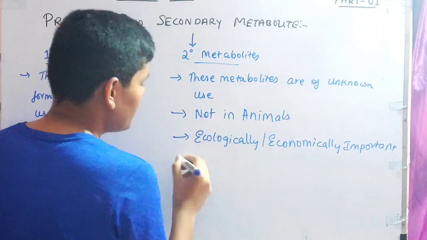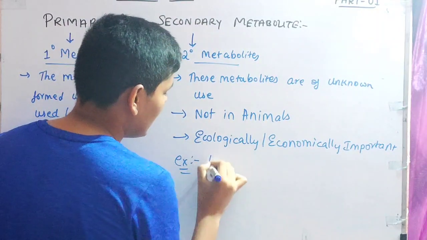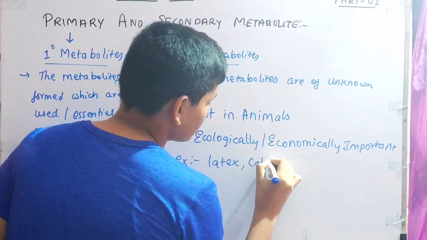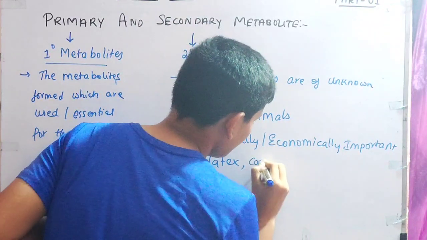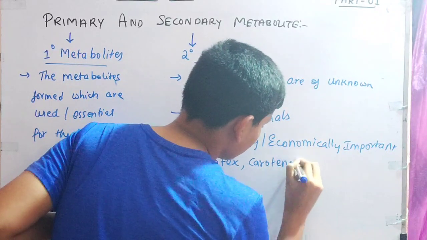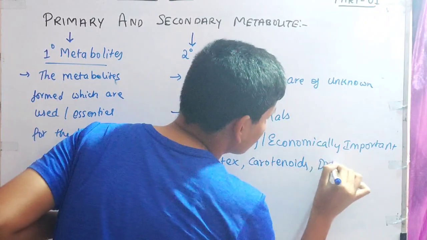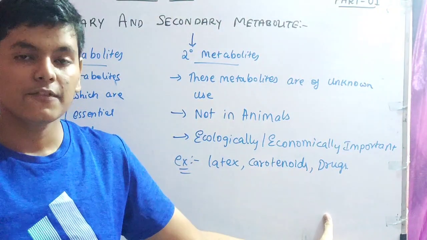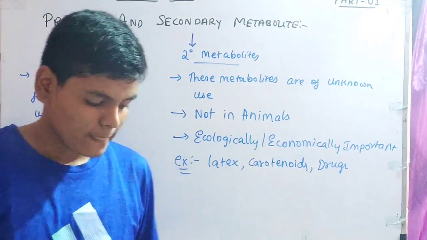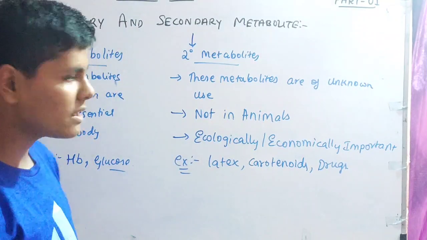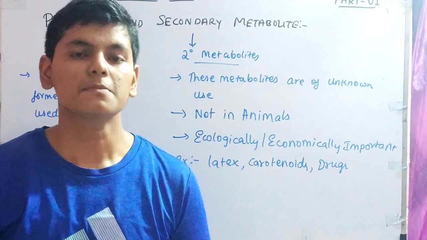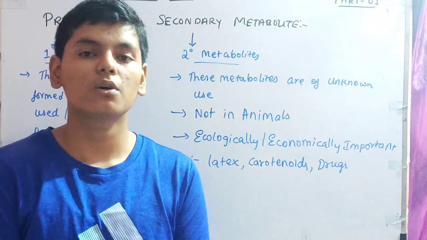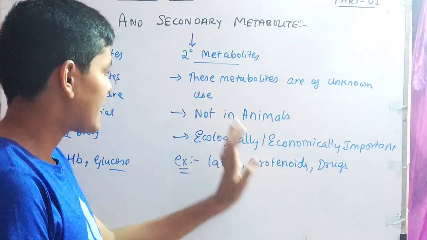So what are the examples? For example, latex. For example, carotenoids. For example, drugs. These are the substances which are produced by the organism. You take latex, carotenoids. These are produced by the organisms, but they are not of its own use, or else they might be in use, but they are not discovered yet. So they are known as secondary metabolites.